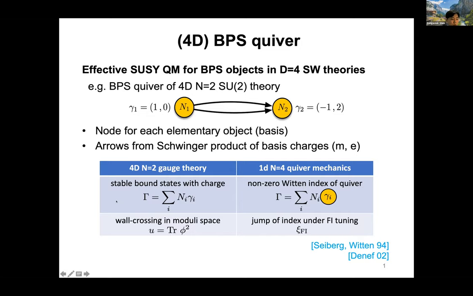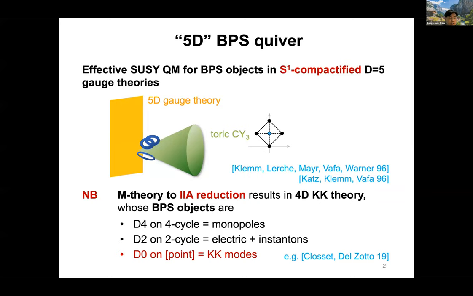Also, wall crossing behavior in 4D N=2 gauge theory, which means that the stability of a given charge state depends on the Coulomb moduli parameter in the theory, can be reflected by the jump of Witten indices under FI tuning of quiver quantum mechanics. Because of this feature, this 4D BPS quiver has been used to investigate the spectrum structure of gauge theory. But today I'm going to talk about its 5D uplifted version of this.